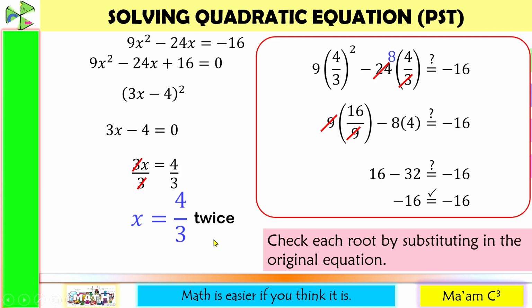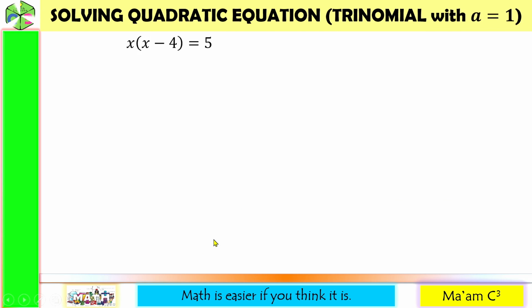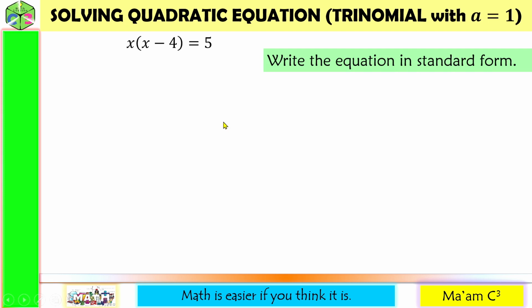Let's have another one. This time, we will be having a trinomial with a is equal to 1. So again, step 1 is to write the equation in standard form. Let us simplify this. X times x is x squared. X times negative 4 is negative 4x. Then let us move this 5 on this side. It will become minus 5 equals 0.